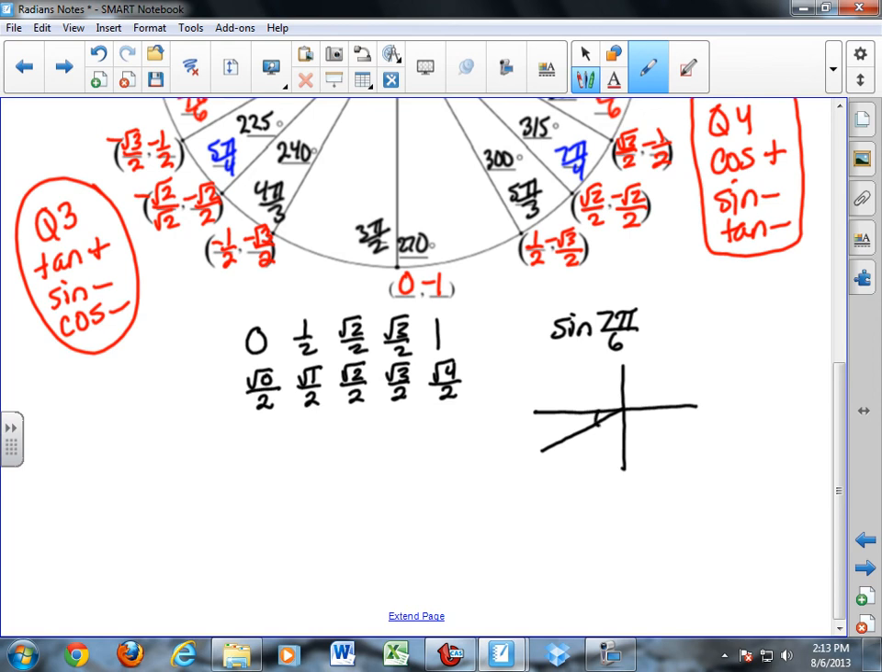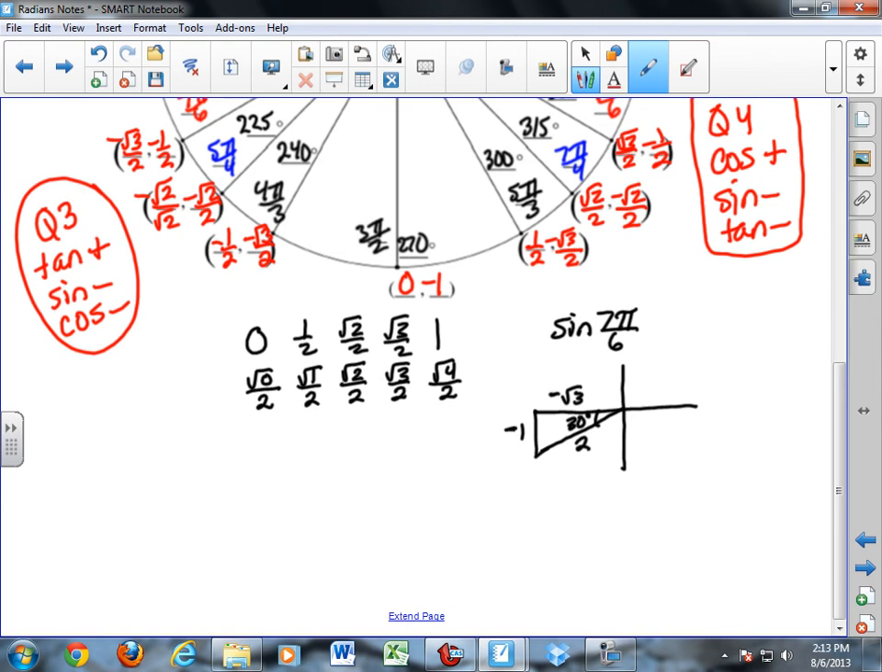We associate pi over 6 with a 30-degree reference angle, so I can draw a 30, 60, 90 triangle. Opposite 30 would be 1. Opposite 60 is square root of 3, and the hypotenuse is 2. The hypotenuse is always a positive number. It just represents the radius. The other two numbers, though, have to be marked either positive or negative depending on which quadrant they're in, and we're in quadrant 3, so both of these numbers are negative.